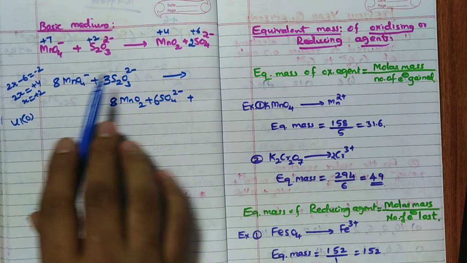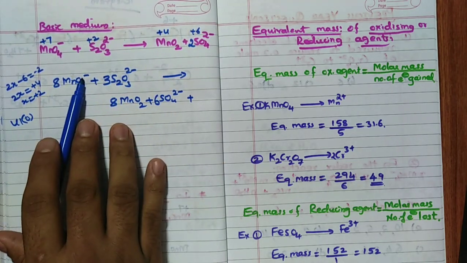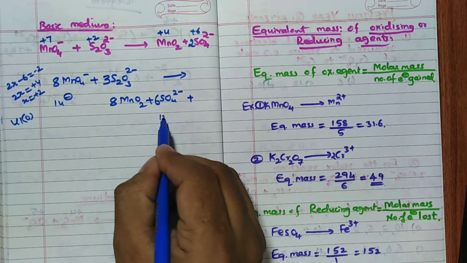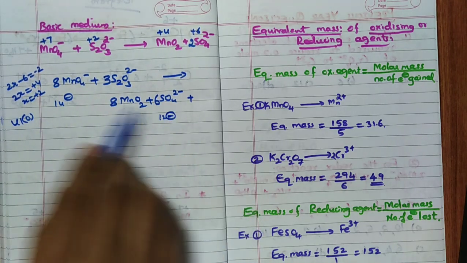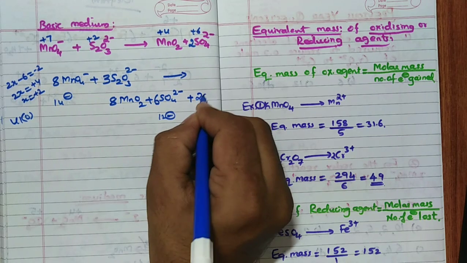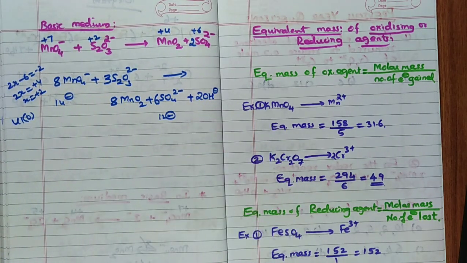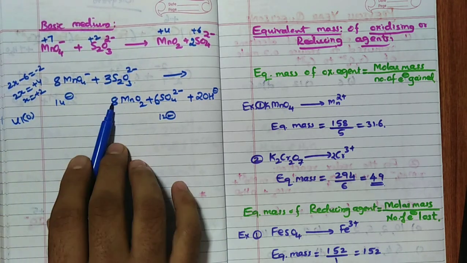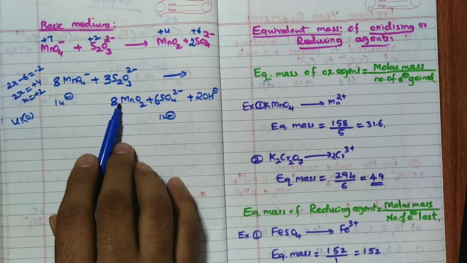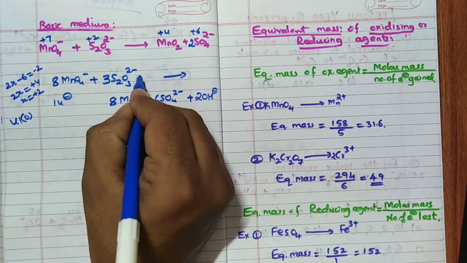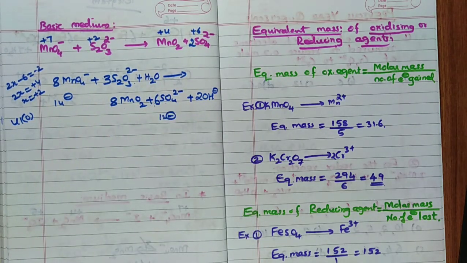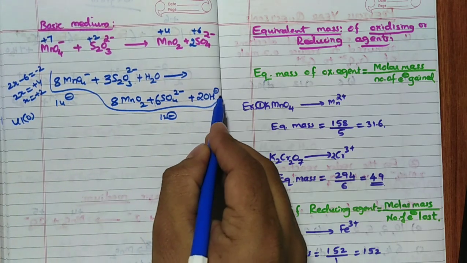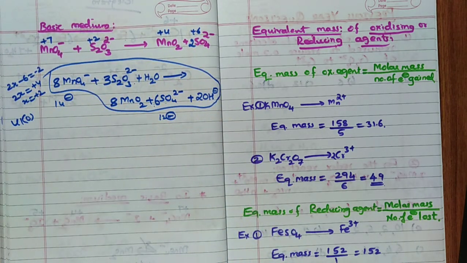Charge. 8 minus plus 3 2s are 6 minus. 14 minus are this side. See here, 6 2s are 12 minus is there. It means 2 minus is required this side. Basic medium it is. So 2 OH minus I will write. Now balance the oxygen. 8 4s are 32 plus 9, 41. Here 8 2s are 16 plus 24. So 42 oxygen is there here. So I want one water here. So, 2 hydrogen balanced. So, this is the balanced chemical equation for this. Like this you can balance.